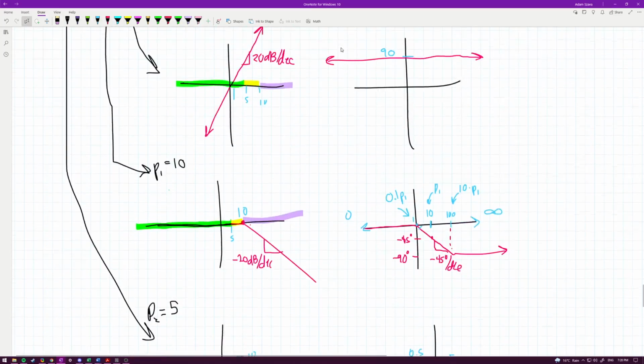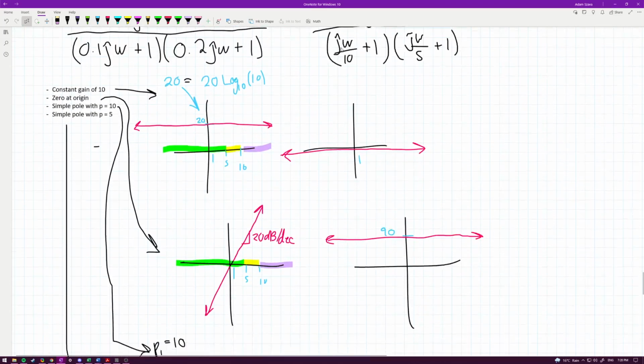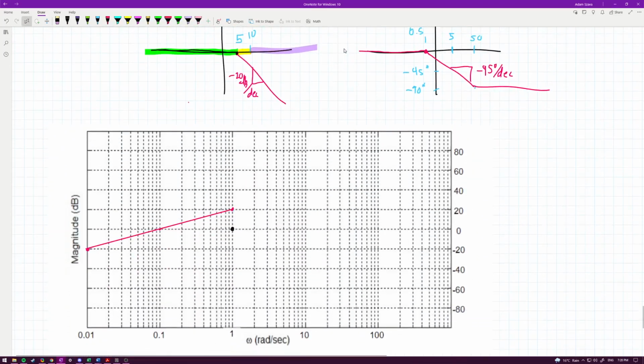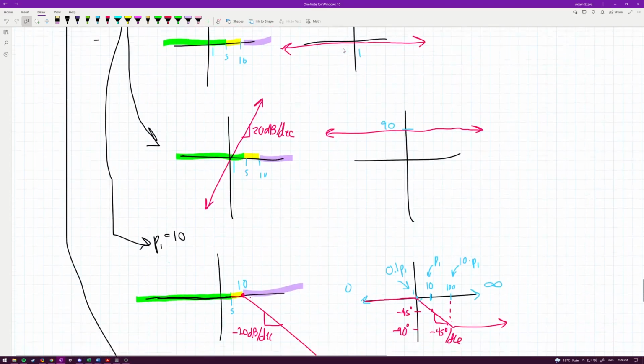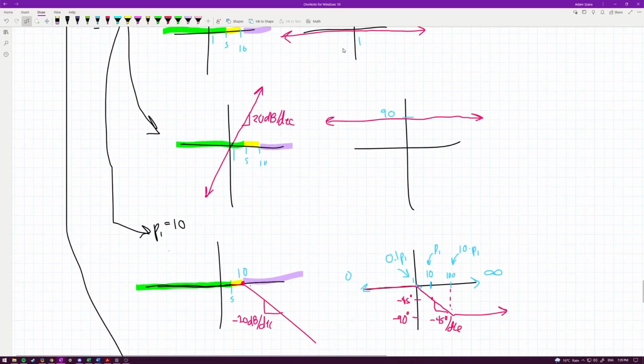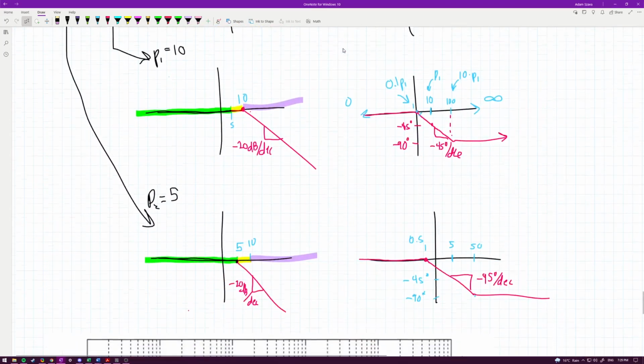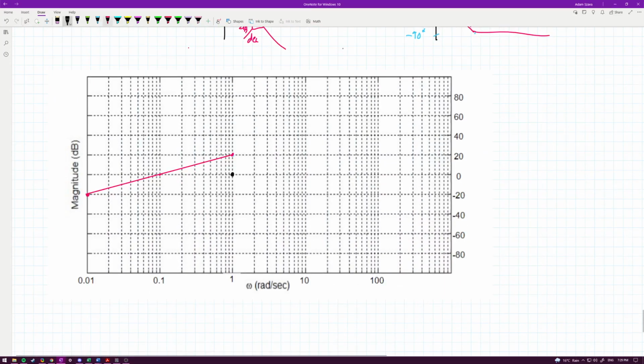Then for the next section, the yellow section, I can forget about the constant gain now. As long as I just continue from where this left off, the constant gain's accounted for. So I can completely forget about it now. Just add the slopes. So the slope in the yellow section is 20 minus 20 minus 20. So it's negative 20 per decade, and that goes.